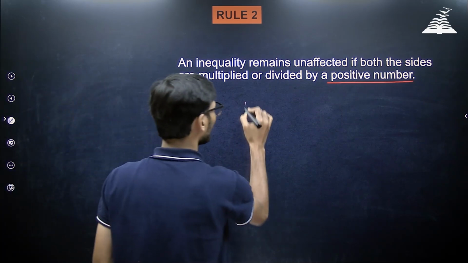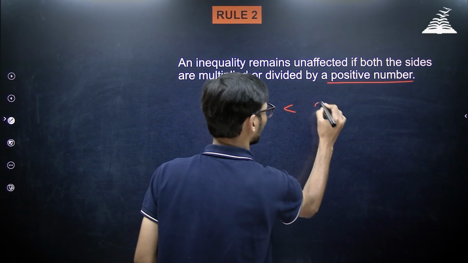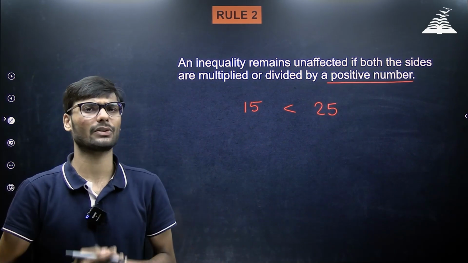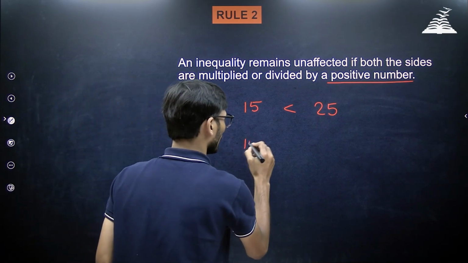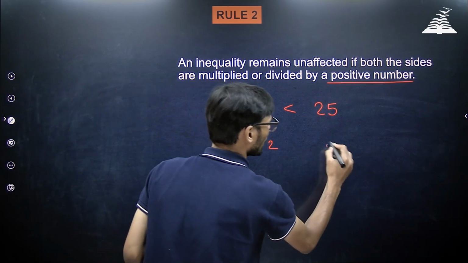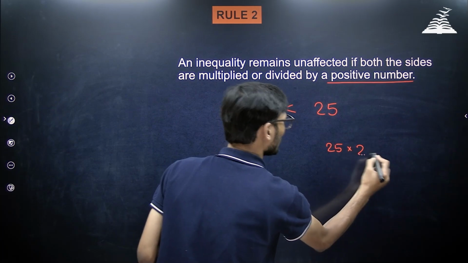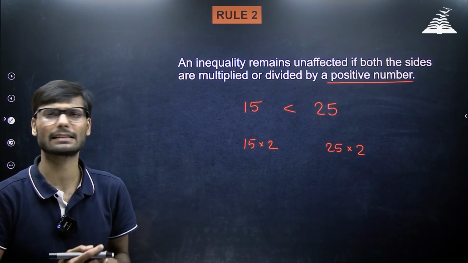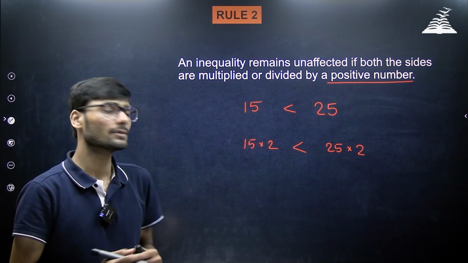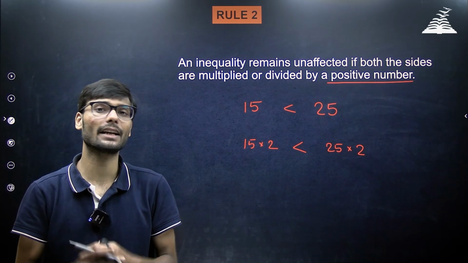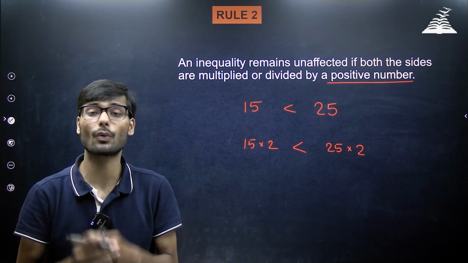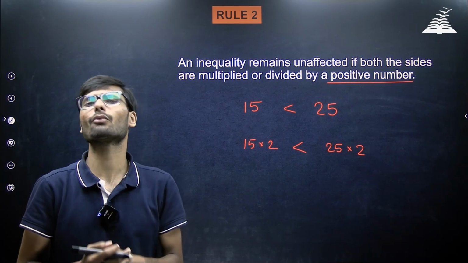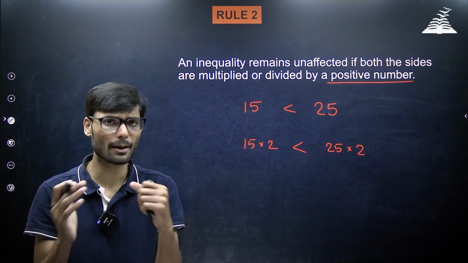We know 15 is less than 25, right? Now someone can multiply 2 on both the sides, right? 15 into 2, and the right hand side would be 25 into 2. 15 into 2, that is 30. 25 into 2, that is 50. Obviously 30 is less than 50. So you can see that the sign of the inequation is not changing when we are multiplying it by a positive number. In fact, the same will remain true if you divide it by a positive number.